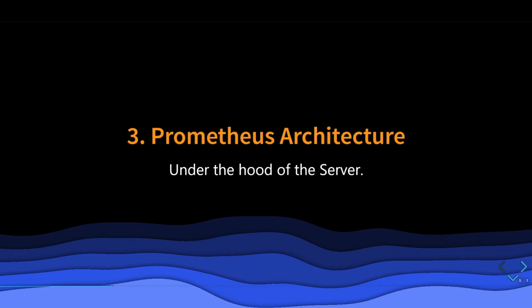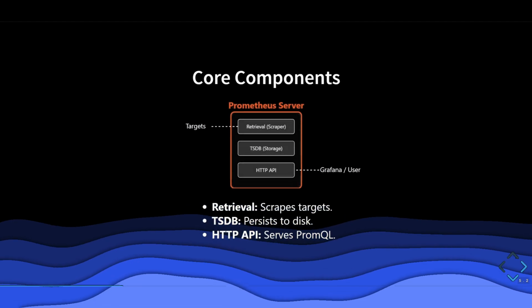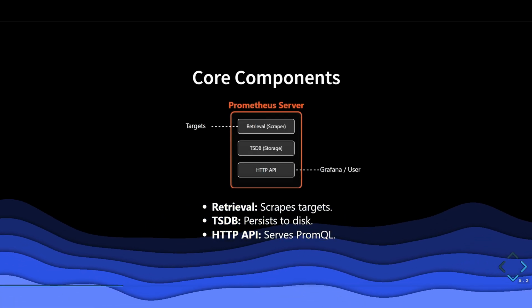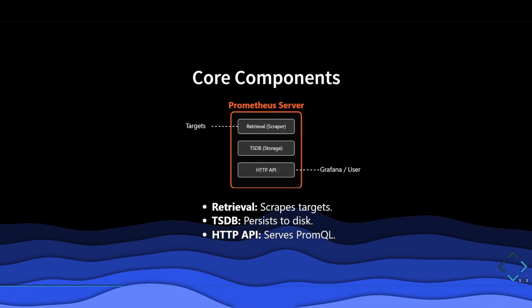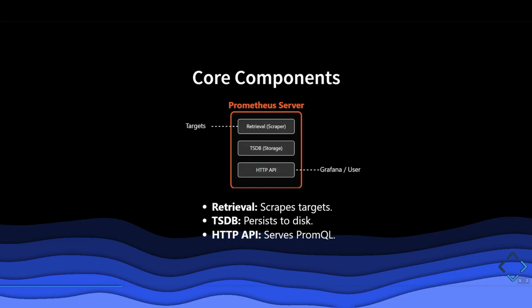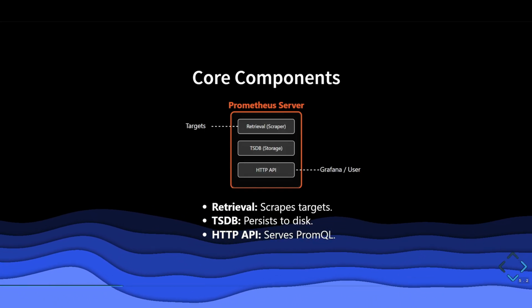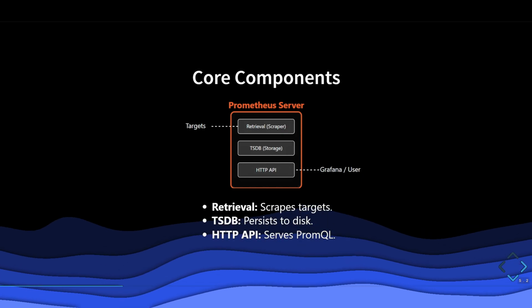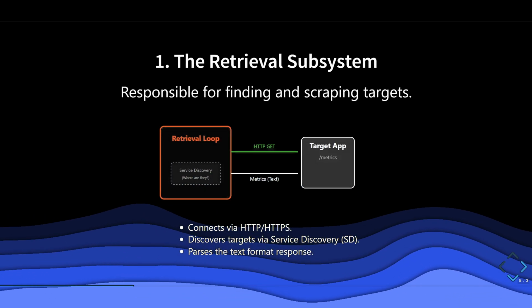Prometheus architecture. Let's look under the hood of the Prometheus server. Core components. The server consists of 3 main parts: the retrieval subsystem, or scraper, which pulls data; the time series database, or TSDB, which stores it on disk; and the HTTP API, which serves the data to users and tools like Grafana.